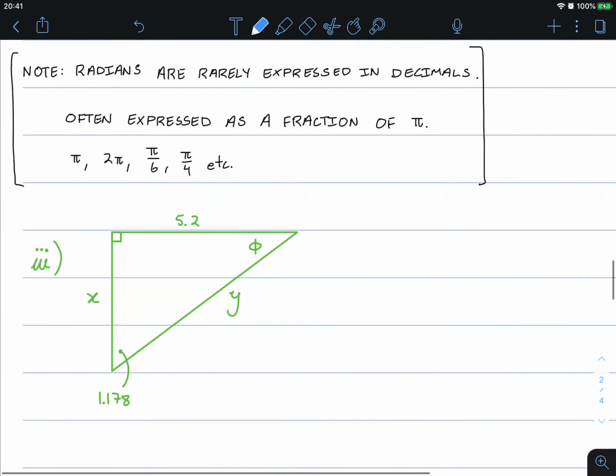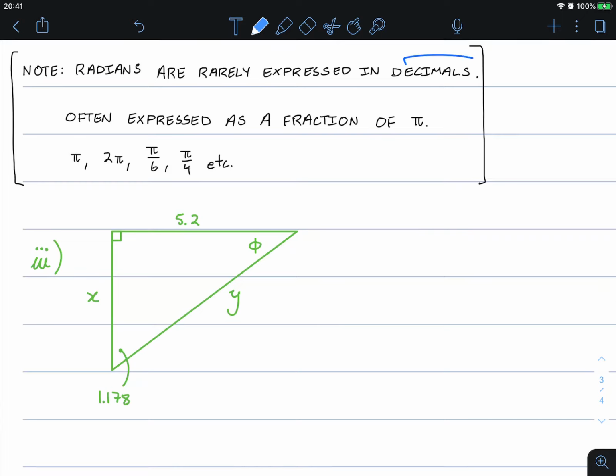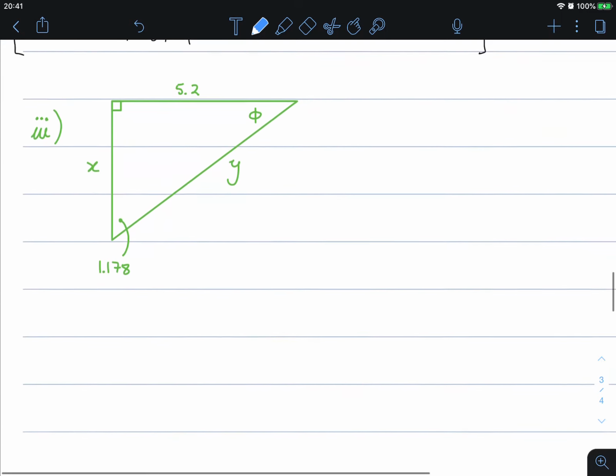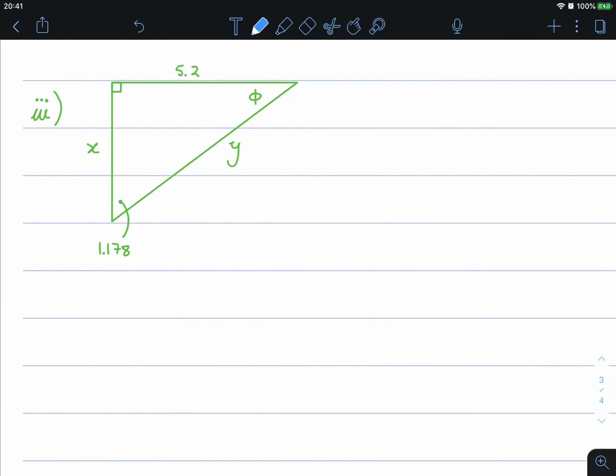So here we go. Radians are rarely expressed in decimals, and they're often expressed as some fraction of pi. But on the rare occasion, they might be given as a decimal. So they're saying that this angle here is 1.178 radians.